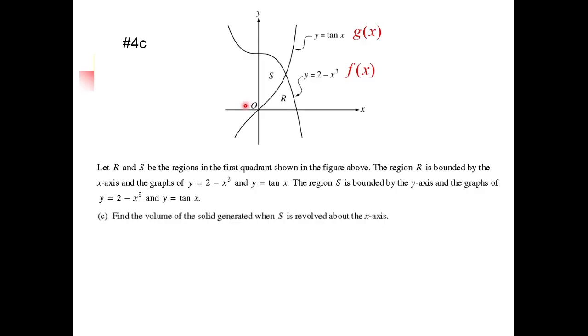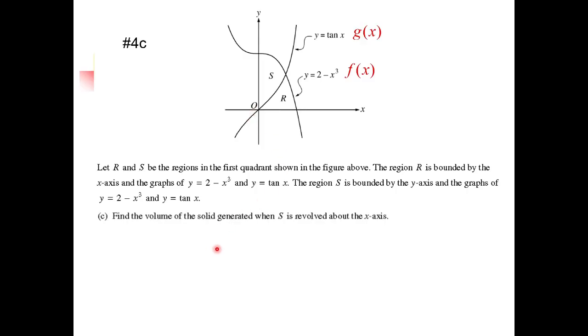So I need to figure out if I'm using disks or washers. Since the region S is being revolved around the x-axis, that means that there is a gap between parts of S and the axis of revolution. It's all this R region here. So that means I'm going to need washers, donuts, instead of disks.